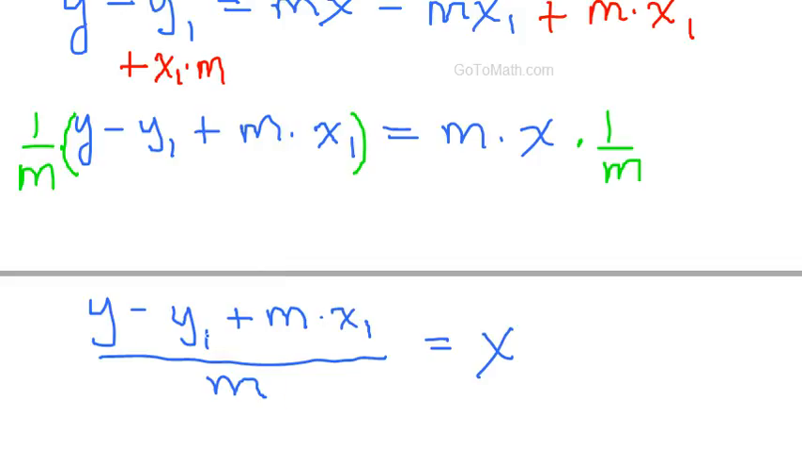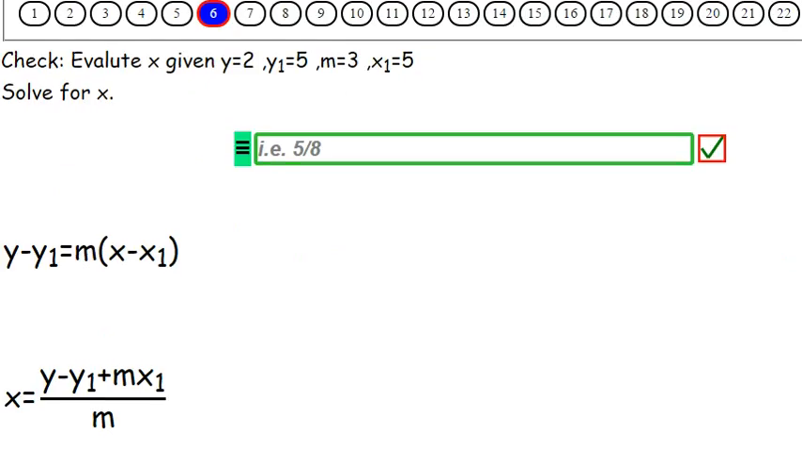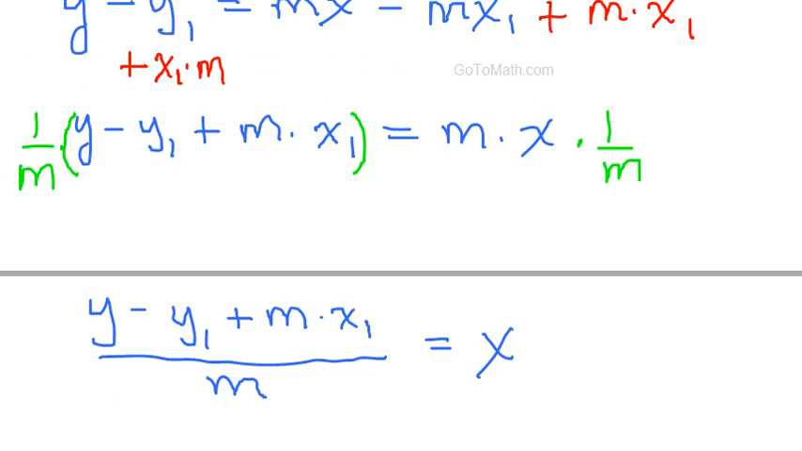y minus y sub 1 plus m times x sub 1 over m. Let's see what happens here. y minus y sub 1. Alright, I believe, of course, the x was over here, but it doesn't matter. I'm writing it in more of a standard form. y minus y sub 1 plus m x sub 1 over m. I think that's what we had, wasn't it?